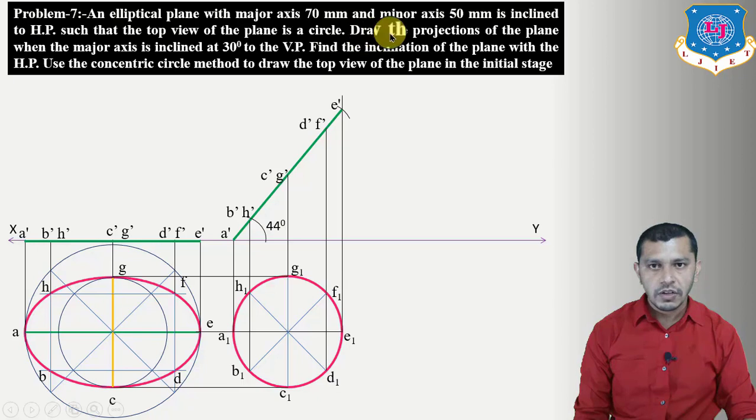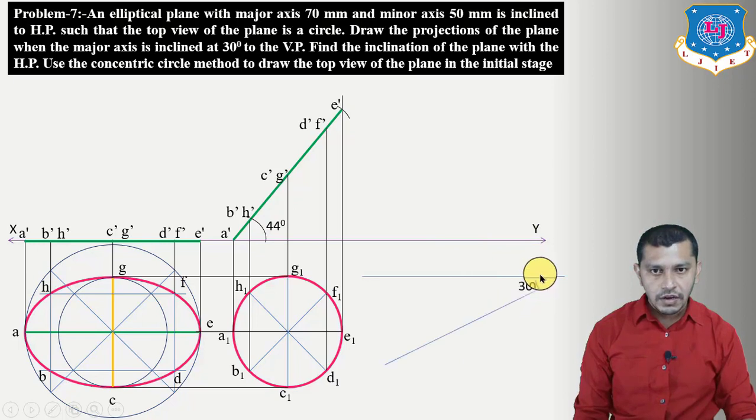So let's see what is the condition with the vertical plane. Here it is given to draw the projections of the plane when the major axis is inclined at 30 degree to the vertical plane. So what is the major axis of the ellipse? Yes, AE. So right now AE makes an angle of 30 degree to the vertical plane. So draw a line inclined at an angle of 30 degree to the XY reference line, and on this line we have to mark AE, which is the major axis. Now as we know, always we have to draw the plan, or we have to copy the plan over here.